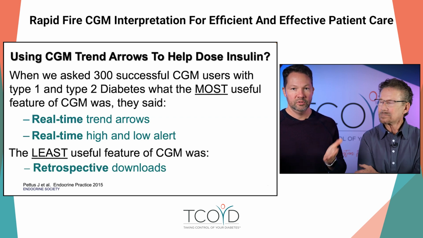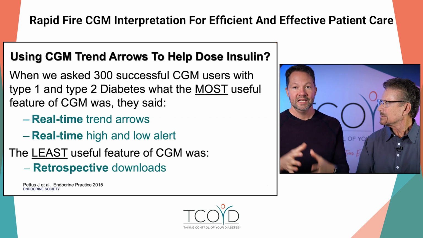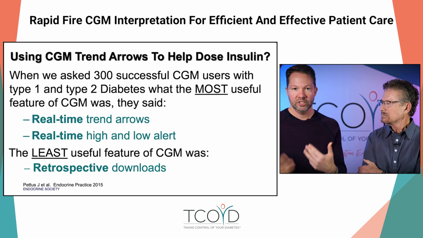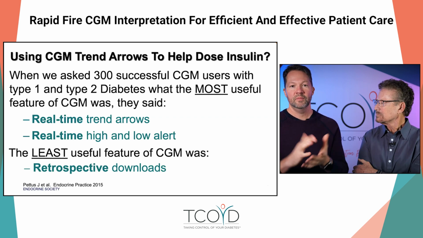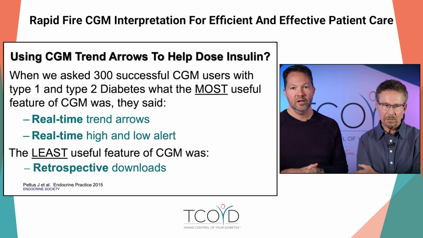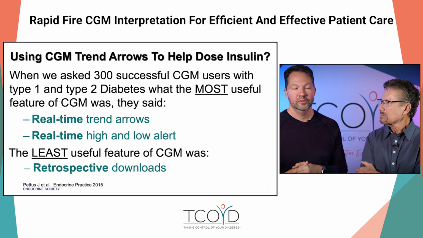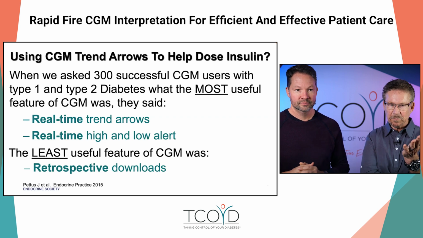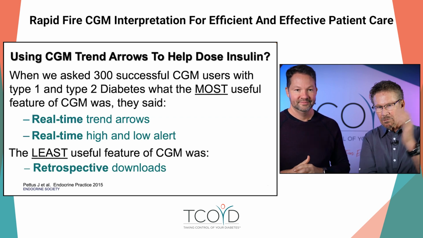So it's kind of flipped between patients and providers. We look exclusively at retrospective downloads. They're dealing with real-time information: am I high, am I low, what direction am I going, et cetera. So some guidance on how to use these arrows is what we were looking for. If you go to the next slide, I want to point out the author of this famous study, et al.